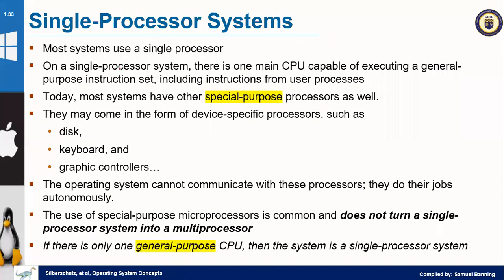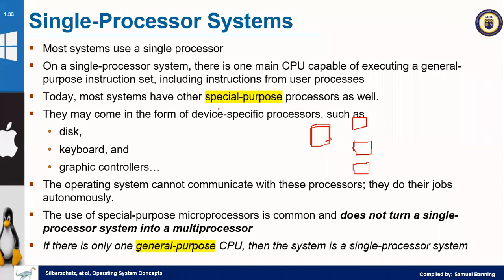On a single processor system, there is only one main CPU. That processor is called the CPU. This CPU is capable of executing a general purpose instruction set. So forget about the English. On a single processor, there is only one CPU. Even though there is only one CPU, that means that is the one that is going to take care of all the execution of instructions. It is going to get tired.